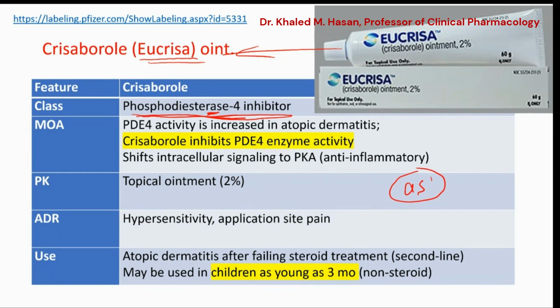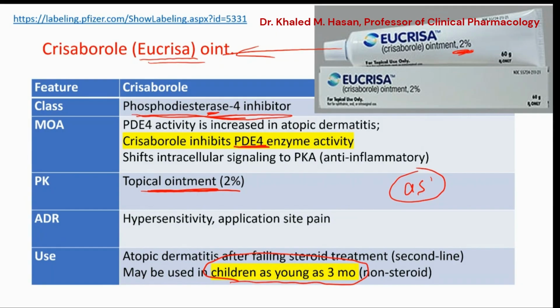We need you to remember Eucrisa ointment, a phosphodiesterase inhibitor that inhibits the phosphodiesterase enzyme, topical ointment. You can see the dose there. The patient may suffer from hypersensitivity, and this could be used for children as young as 3 months. Now you have the approach. Is that correct?